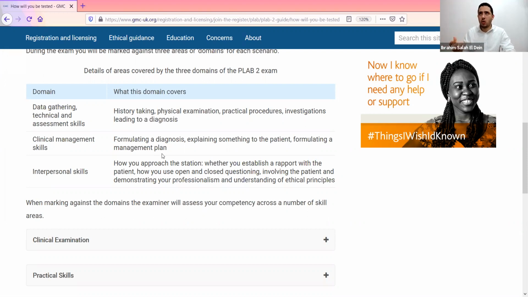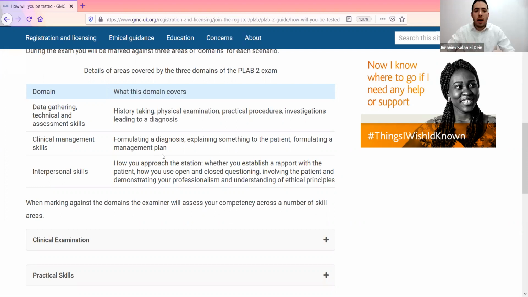And don't forget to ask the patient if he has any idea about the whole station. We will come to this later, to ask the patient about ICE: ideas, concerns, and expectations. It is different from scenario to scenario. Sometimes you need to ask the patient about the idea, sometimes about the expectation, sometimes about the main concern. So you need to be flexible.